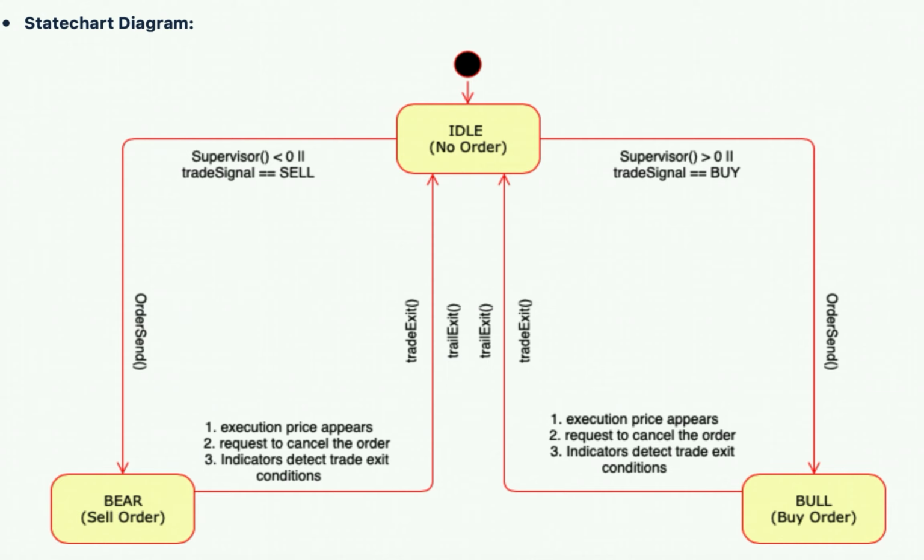The other modifications are that now to exit the trade, there are two functions to exit the trade, and there's a few different ways to exit the trade. We can either execute when the trade execution price appears, we can request to cancel the trade, or we have a few indicators now that detect market conditions that suggest that we should exit the trade. And there's two ways to exit the trade. We can exit by doing a trail stop loss, or a trail take profit, or we can exit normally.